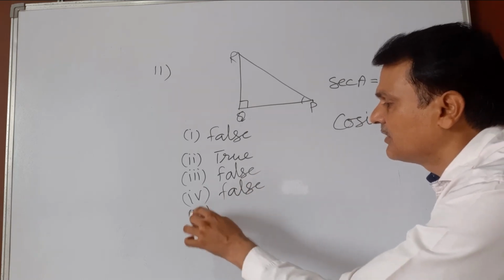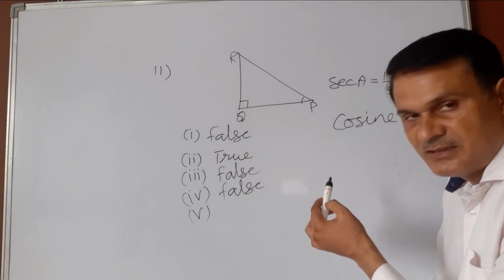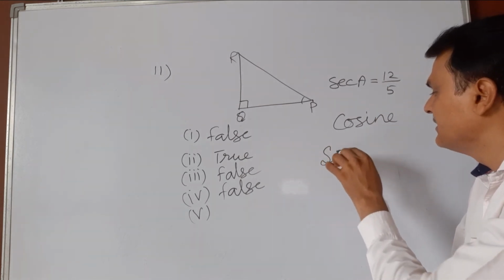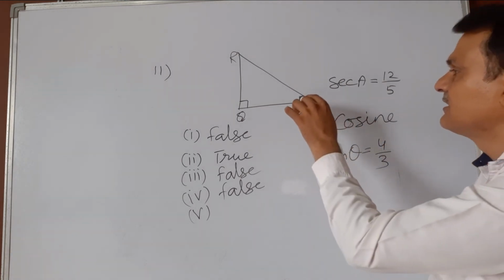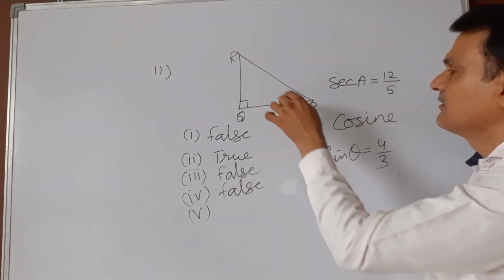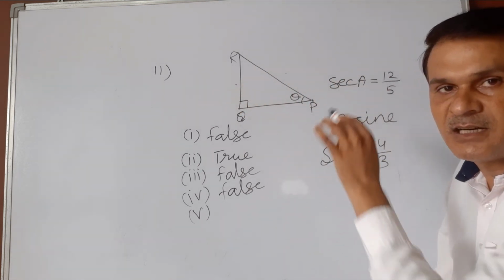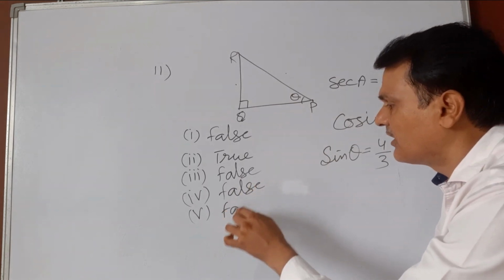And the fifth statement says sin theta equal to 4 upon 3. So sin theta equal to 4 upon 3 means that the side opposite to theta is greater than the hypotenuse. This is not correct, as the hypotenuse is the longest side. So the fifth part is also a false statement.